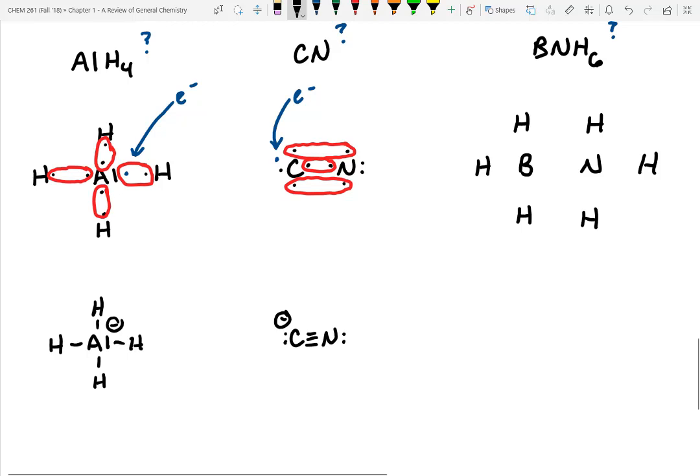BNH6. Each hydrogen has one valence. So I'll go ahead and do the easy ones first. Boron, how many does it have? 3. So I'll go ahead, 1, 2, 3. Nitrogen has 5. So I'll go 1, 2, 3, 4, 5. This one's got a lot more going on, but let's do the easy stuff first and then fix our problems later. So we'll start pairing up electrons. Hydrogen's easy to pair, so let's go ahead and pair those 3.